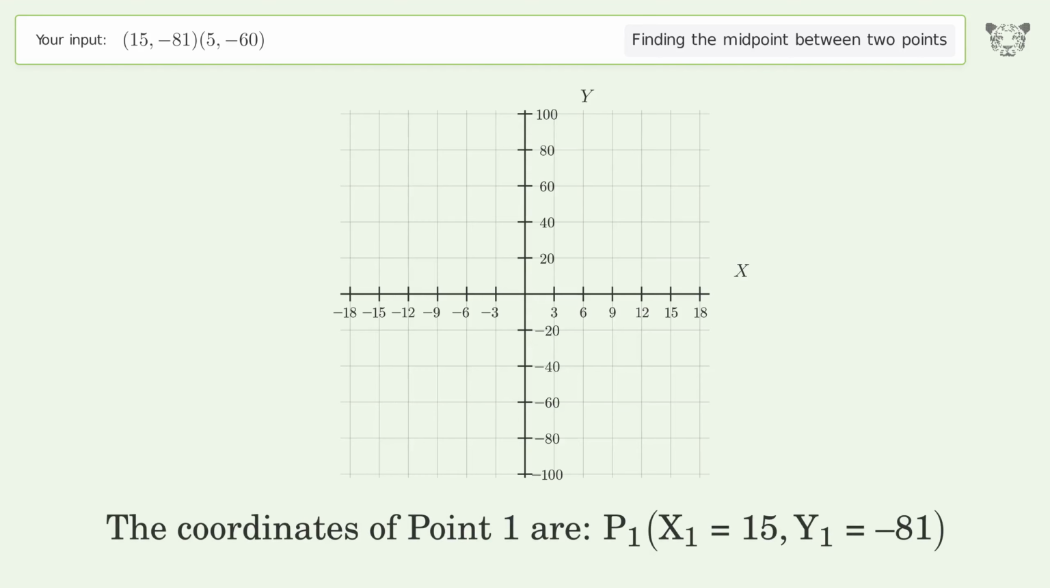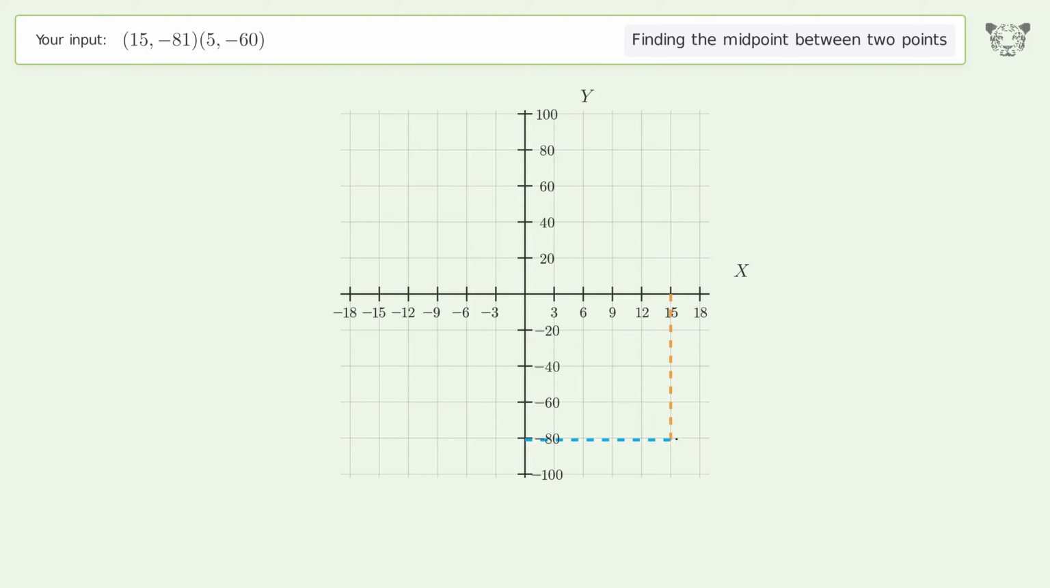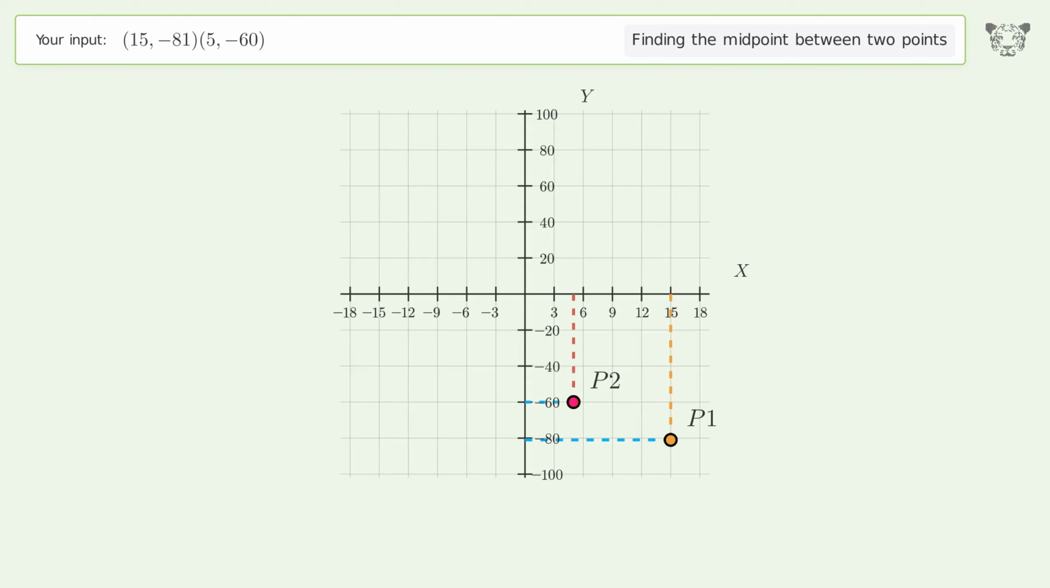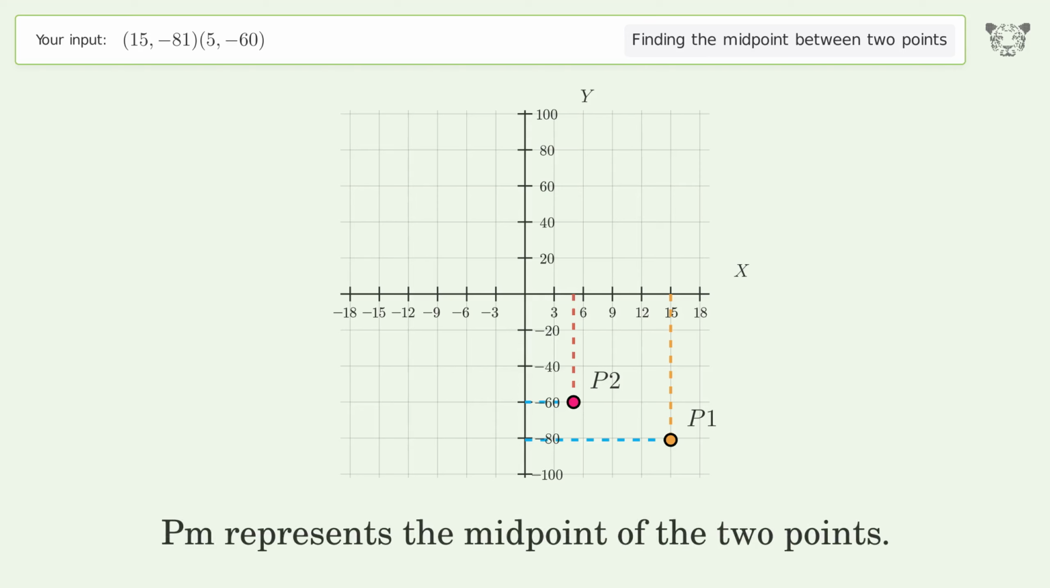The coordinates of point 1 are, x1 equals 15, y1 equals negative 81. The coordinates of point 2 are, x2 equals 5, y2 equals negative 60. PM represents the midpoint of the 2 points.